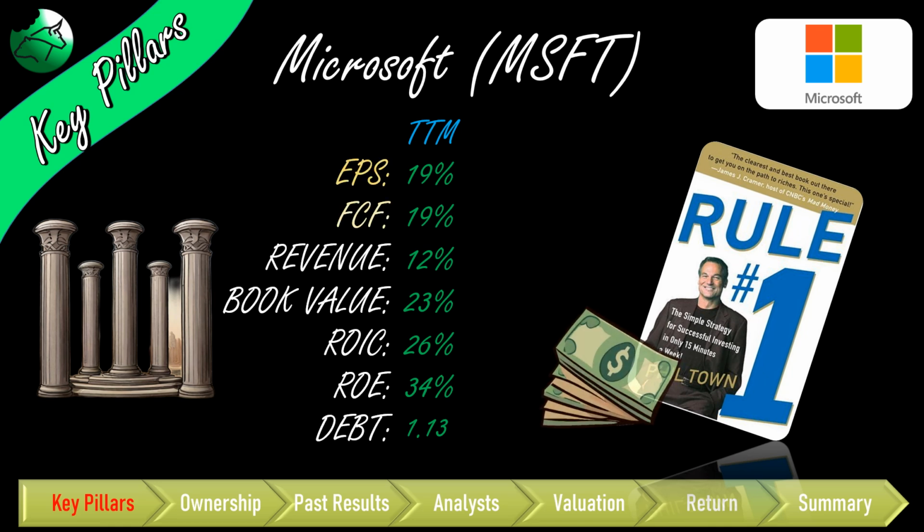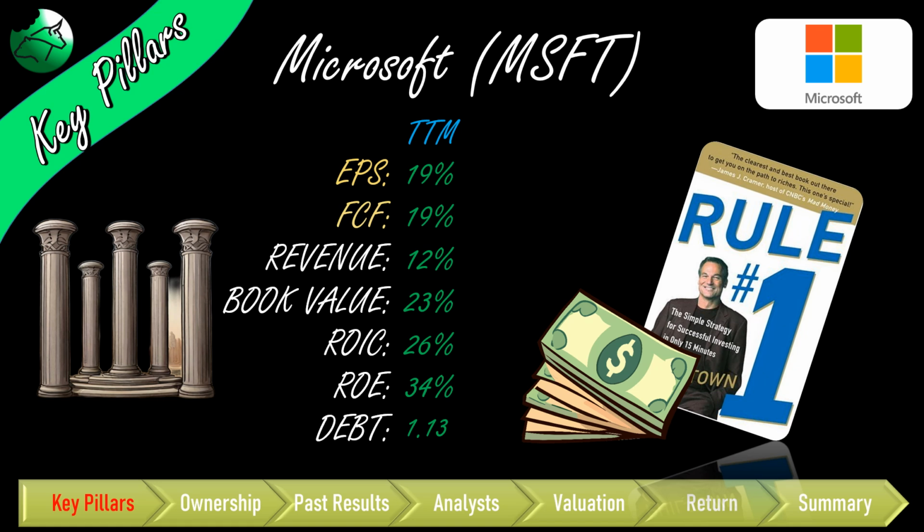Now let's look at the free cash flow, which is the money a business can generate from its operations. Free cash flow is also up by 19%. Then we come to the next pillar, which is revenue, and this tells us how good the company is at generating income before deducting expenses. Revenue is up by 12%.